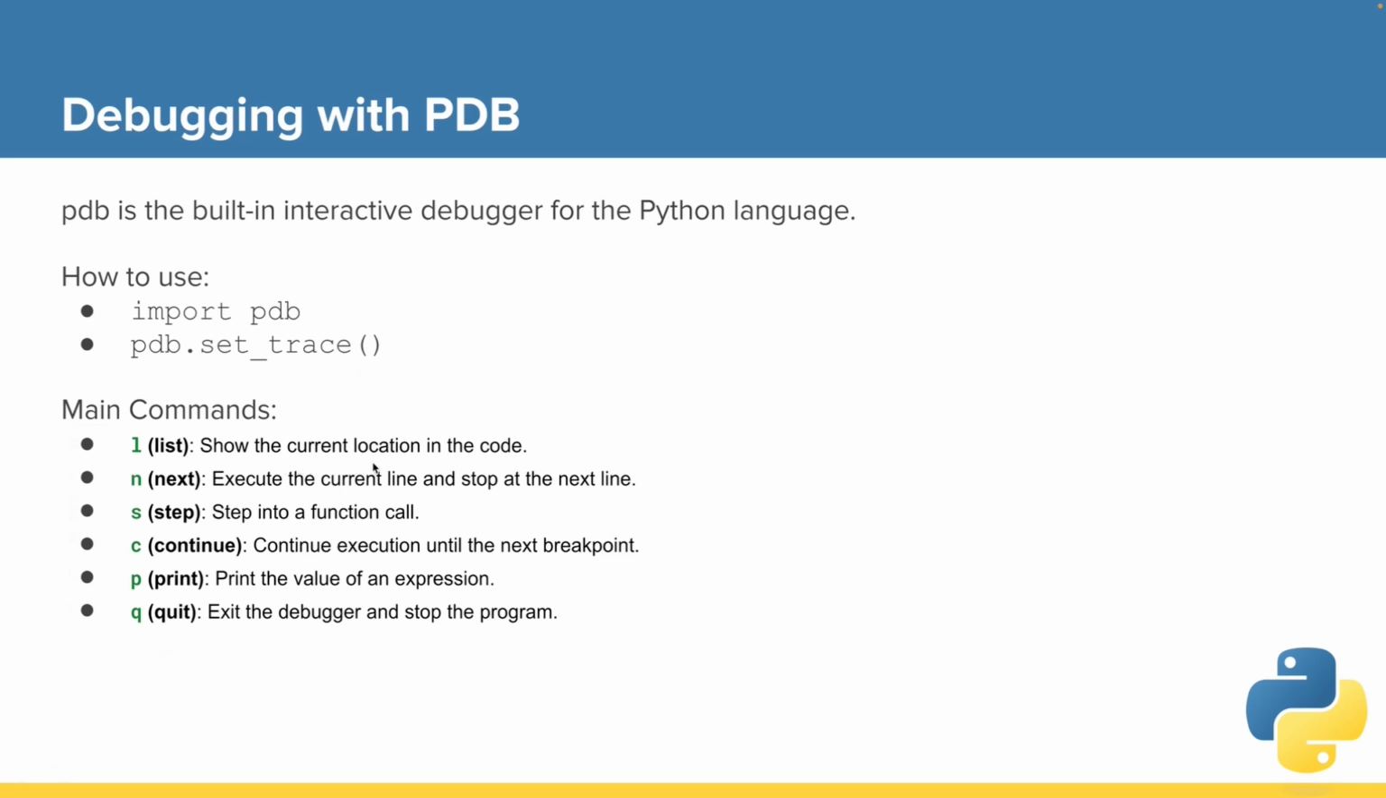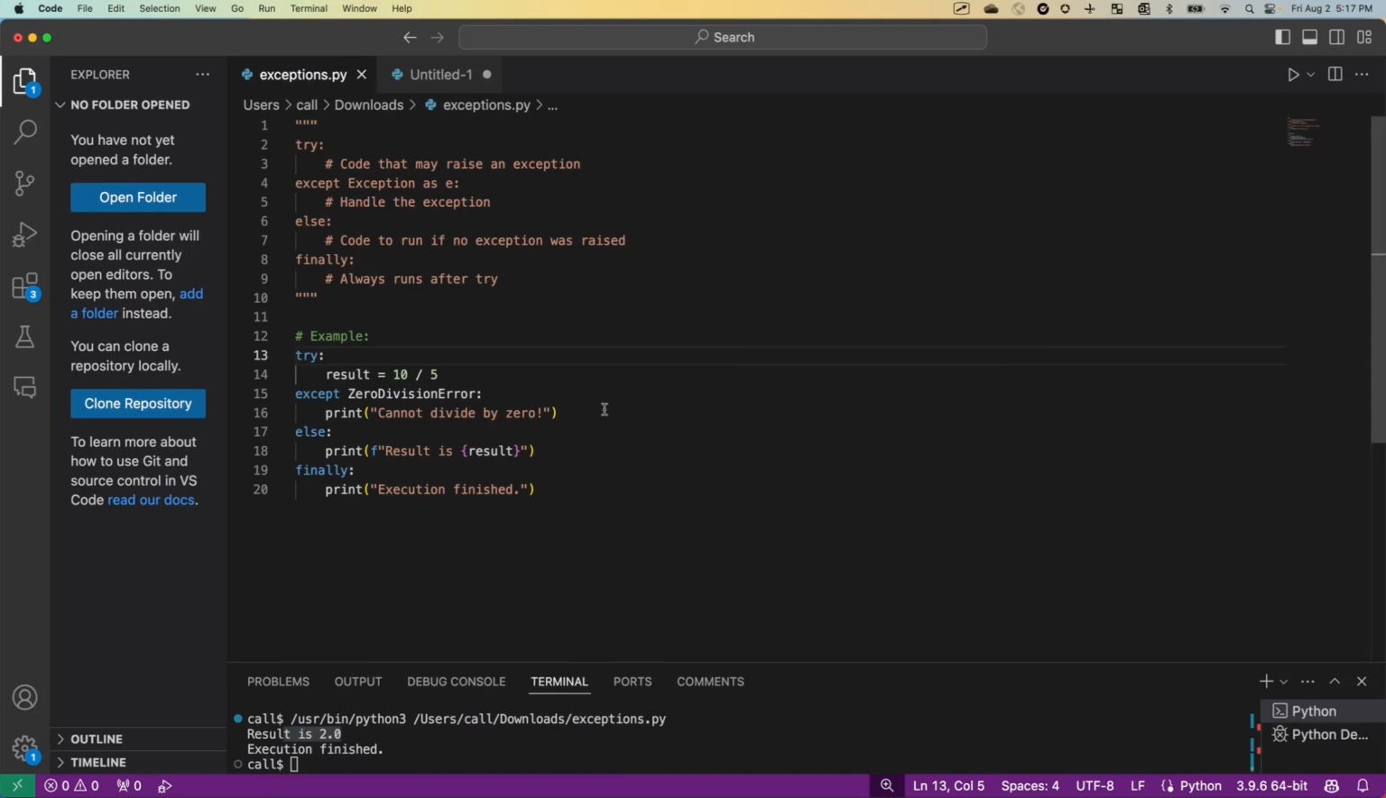We can show the current location in the code, or go to the next line of code, step into a function call, continue to the next breakpoint. And this should be familiar terminology to you. Somewhat, this is a great reminder from our debugging in our IDEs. Similar terminology. We can print the value of an expression or q for quit. So this is a good little reference sheet for you. Let's now look at it in action.